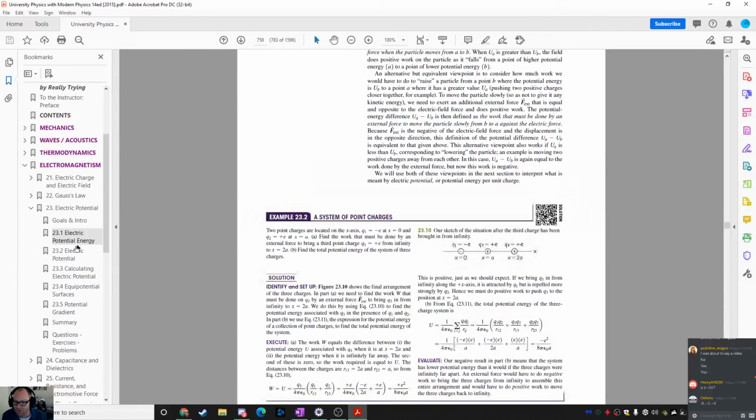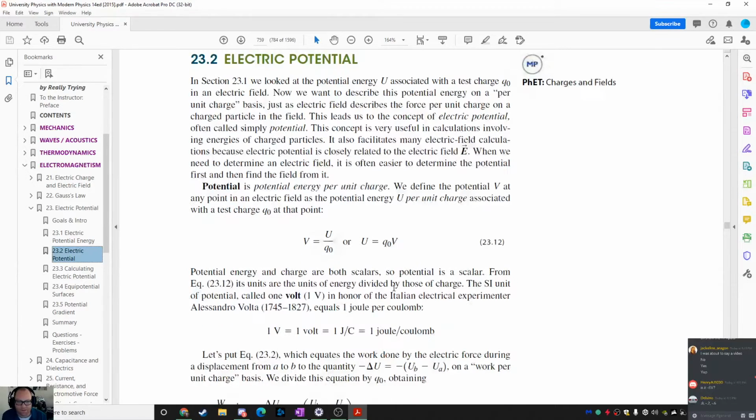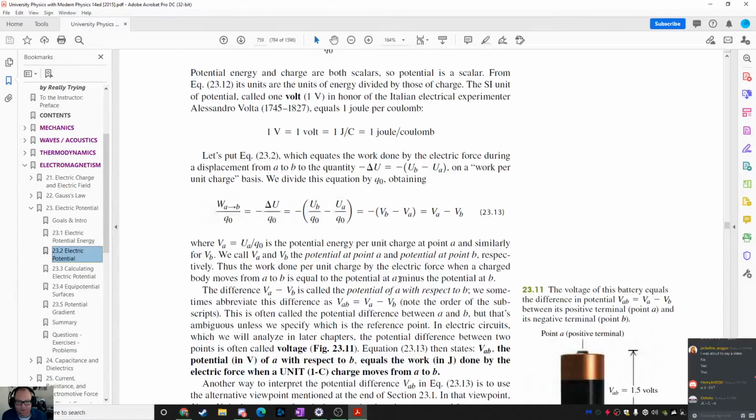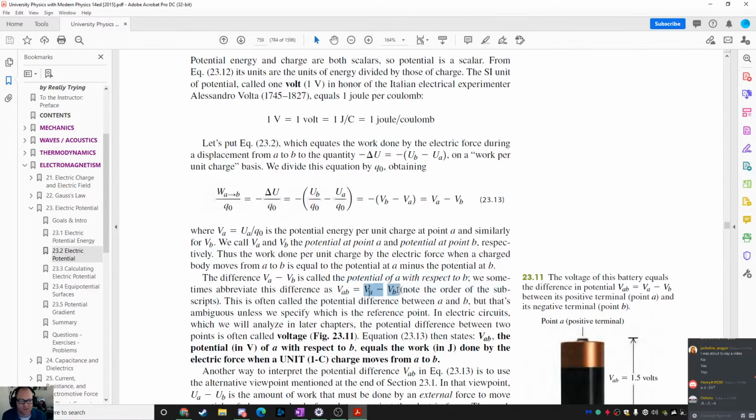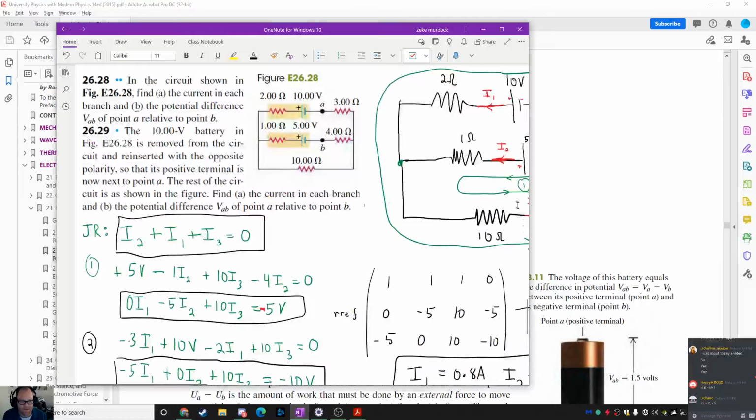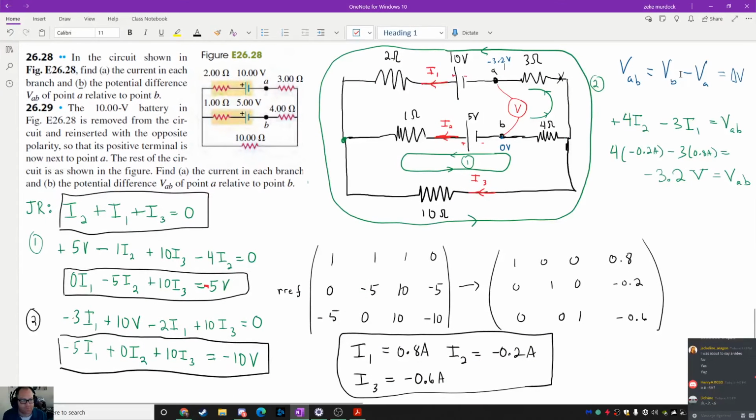I think it was chapter 26. There it is. Boom, right here. No, it's this chapter. Oh, okay, never mind. The work to go from A to B is negative of VB minus VA, which is VA minus VB. It's called the potential with respect to B. We abbreviate this. Yeah, it is VA minus VB. Okay, that's fine. They want to go A minus B. We can do that. So, yep, I got these backwards.